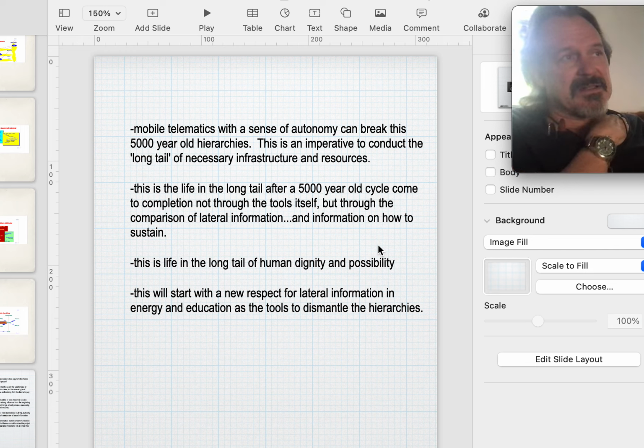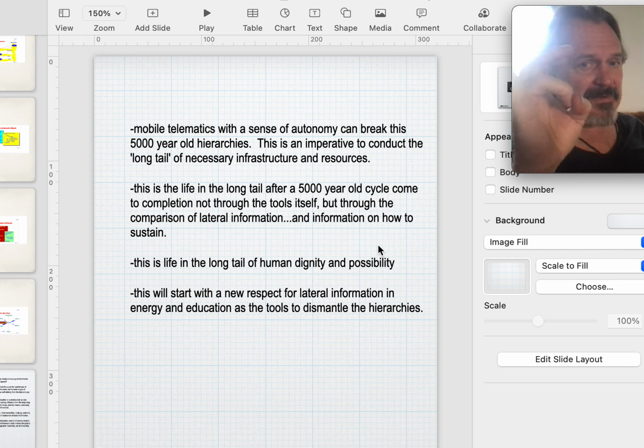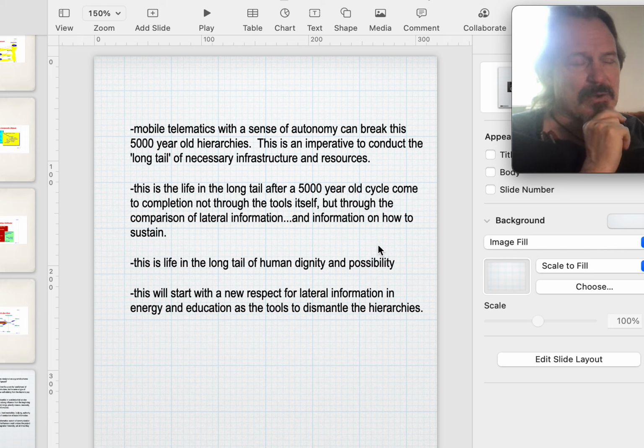You probably looked at my classes, my stats, and thought, what's illusion and what's reality? I could tell you what my reality is, how I think of it, and it's probably very different from what you did as a decision to get into this. This is a life of long tail after 5,000 years of cycle coming to a completion, not through the tools themselves, projectors, cell phones, database feeds, but through the comparison of lateral information on how to sustain.